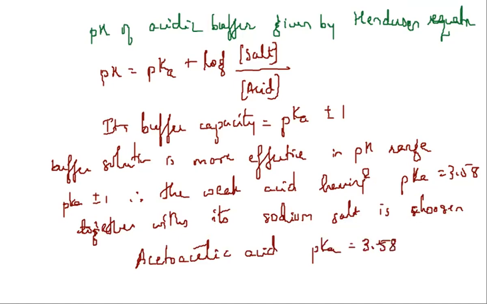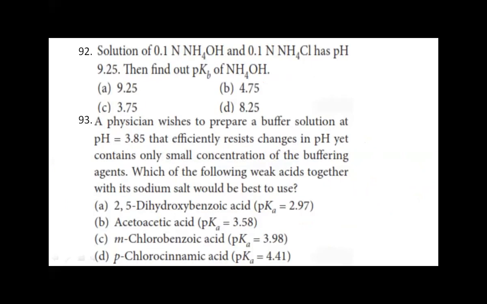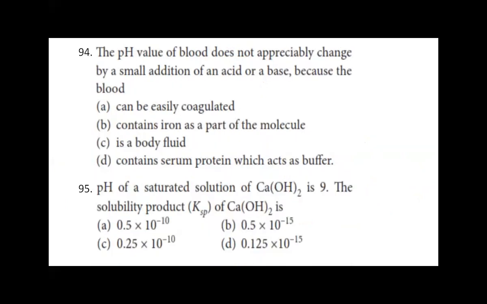3.58. Is that understood? Acetoacetic acid is being used. Yes. Next question. So here, which is the correct option? It is option B, acetoacetic acid, whose pKa is 3.58. Moving to the next question.